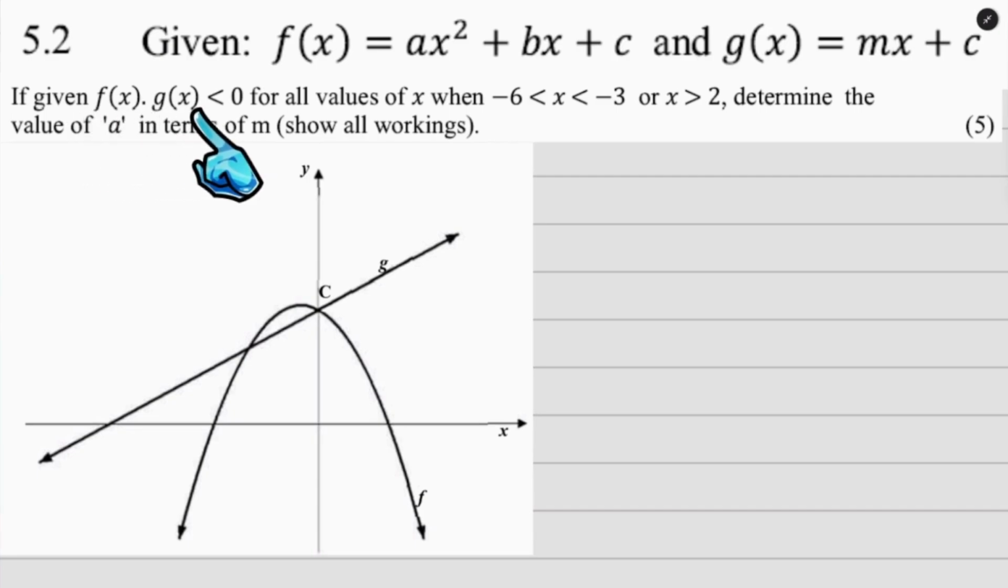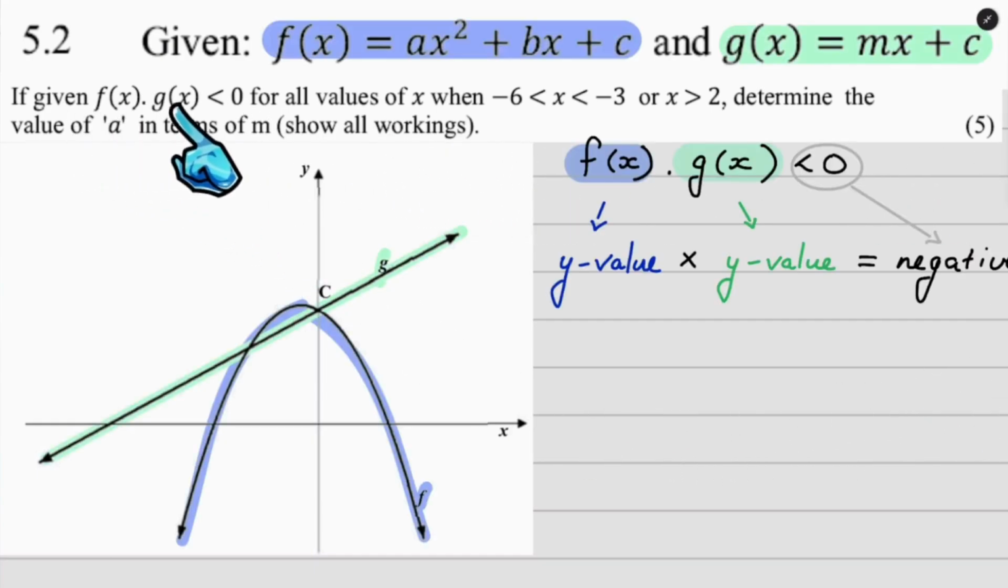f of x times g of x is less than 0 for all values of x when x is in between -6 and -3, or when x is greater than 2. And from that we need to determine the value of a in terms of m, showing all workings. Okay, so this is quite a complicated way of giving us points. So let's break it down and analyze it.